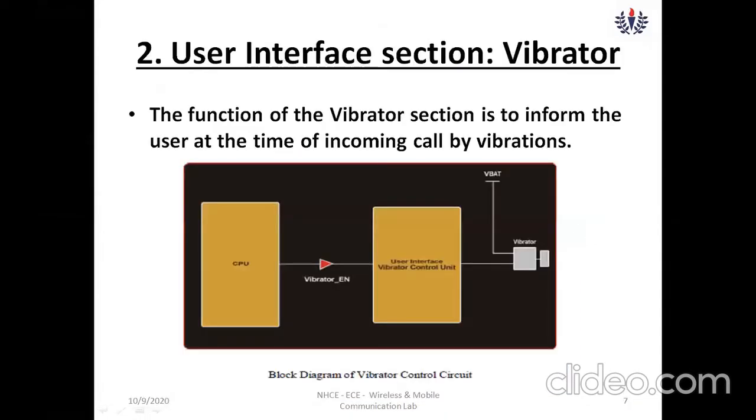Next is the function of the vibrator. The second goal is to check how the vibrator functions. Here also the UI section, the control unit, is connected to your CPU, and there's an enable signal that comes in. As soon as the CPU communicates the enable signal to the UI section, immediately the vibrator starts vibrating. Normally we use this vibrator when we are outdoors, when we are not able to hear the ringtone. So the vibration will give us more alert with regards to calls and notifications.